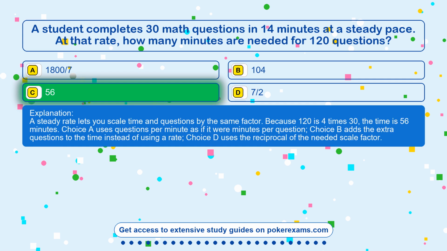A steady rate lets you scale time and questions by the same factor. Because 120 is 4 times 30, the time is 56 minutes. Choice A uses questions per minute as if it were minutes per question, choice B adds the extra questions to the time instead of using a rate, choice D uses the reciprocal of the needed scale factor.